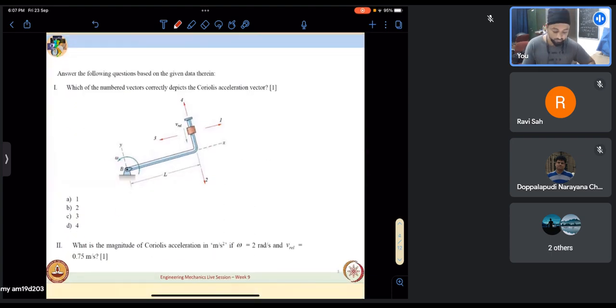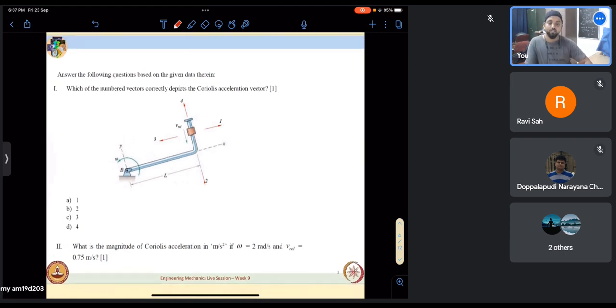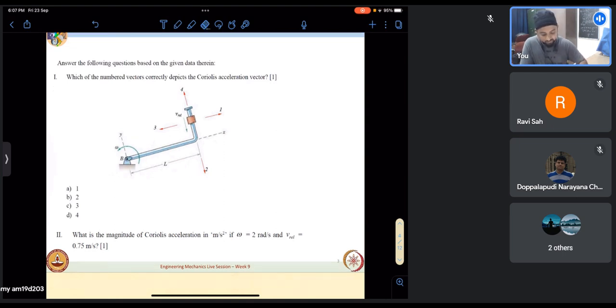This has something to do with the Coriolis acceleration, which is something that has to be accounted for when we deal with rotating frames of reference. Let us look at the question. Answer the following questions based on the data given therein. Which of the marked numbered vectors correctly depicts the Coriolis acceleration vector?